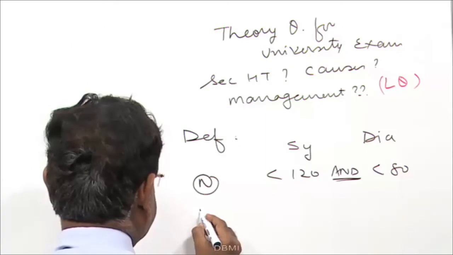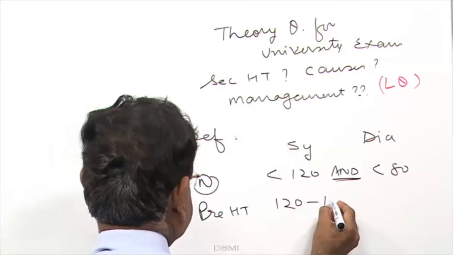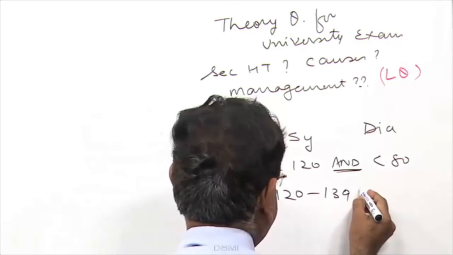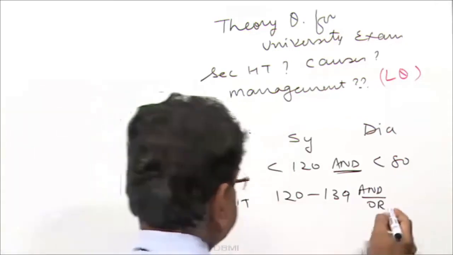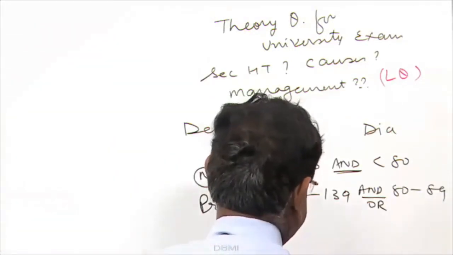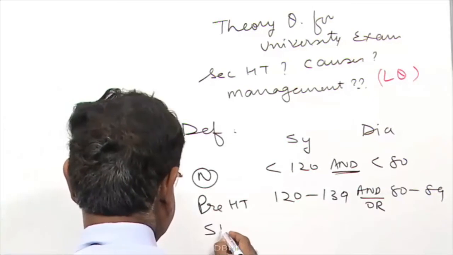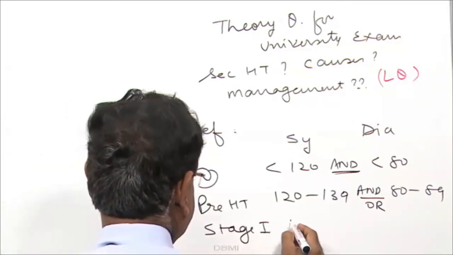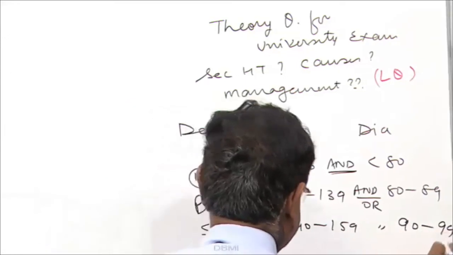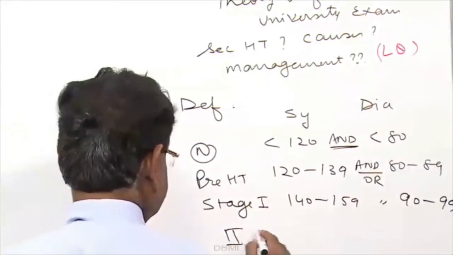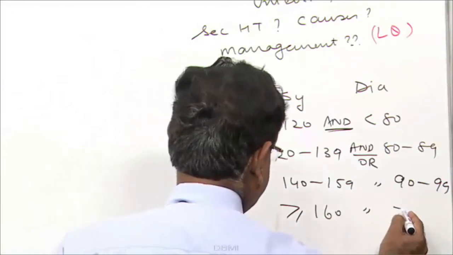Then we have prehypertension. Systolic BP 120 to 139, diastolic 80 to 89. Then we have stage 1, 140 to 159 and or 90 to 99. Stage 2, more than or equal to 160 and or more than or equal to 100.